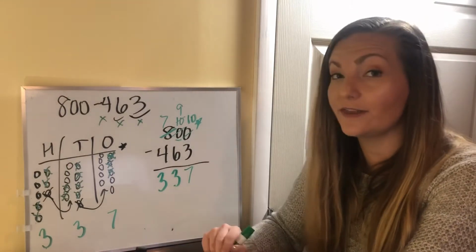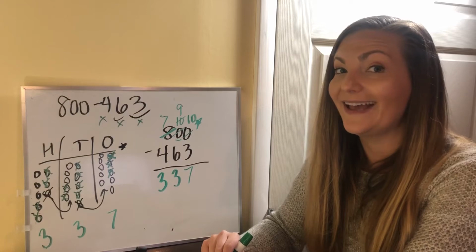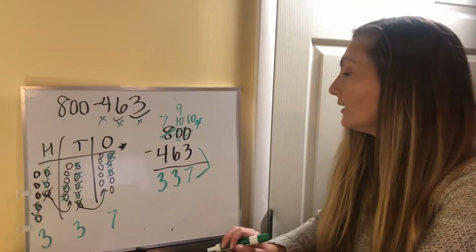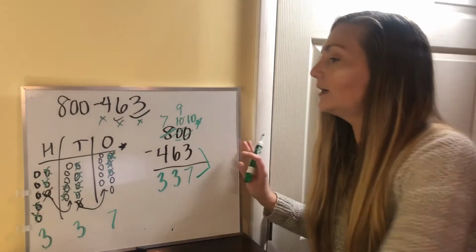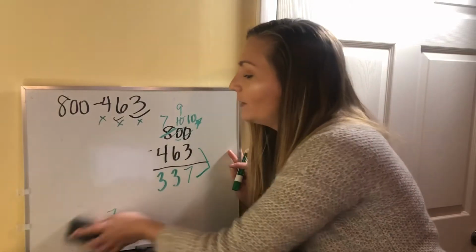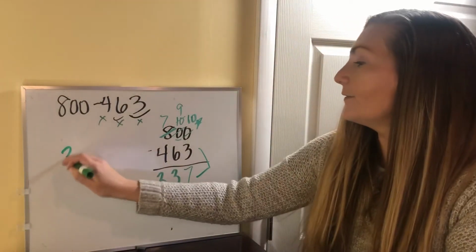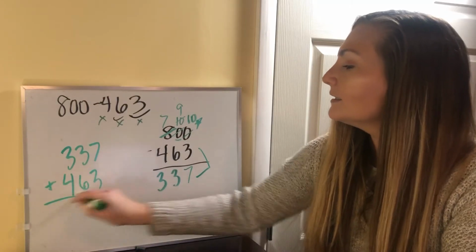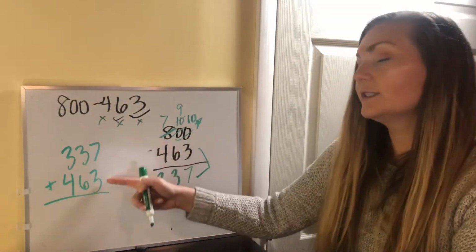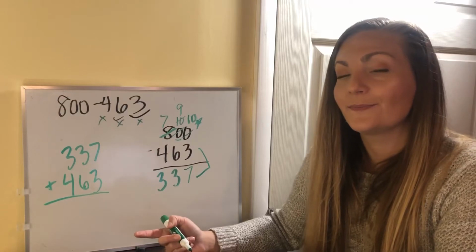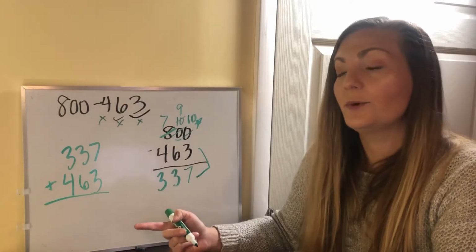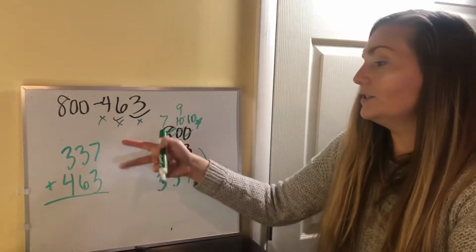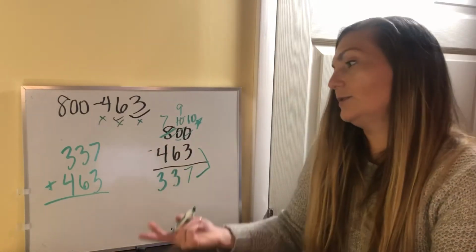And then the last way that I'm going to check is by adding. So I'm going to add these 2 parts and see if I get the same total. I'll erase this to give myself some more space again. I'm going to add 337 and 463. Does it matter which one of these parts I put first? It doesn't matter. Why doesn't it matter? I could put it the other way too. I could put 463 plus 337.